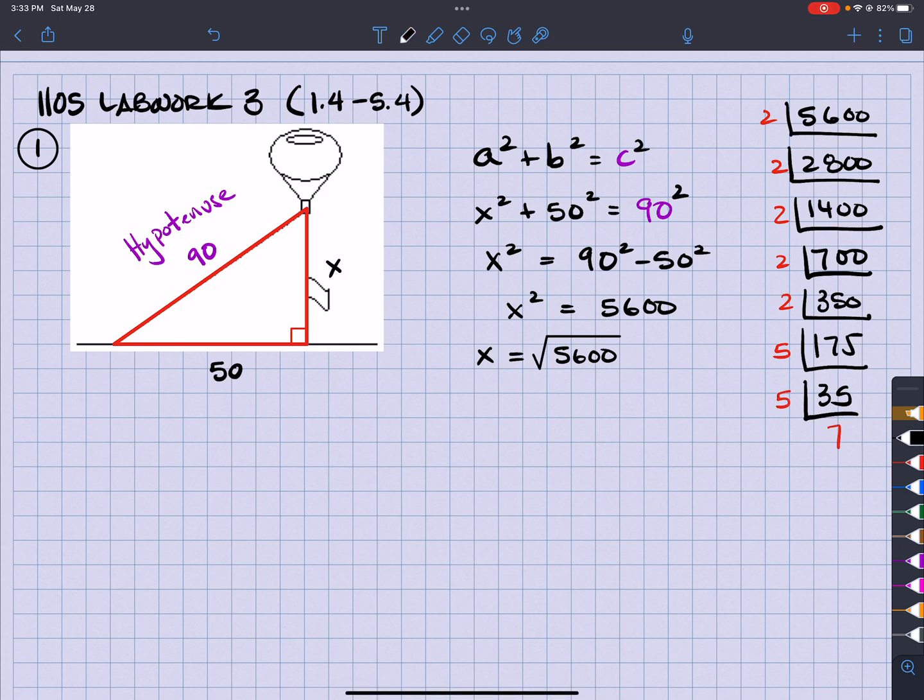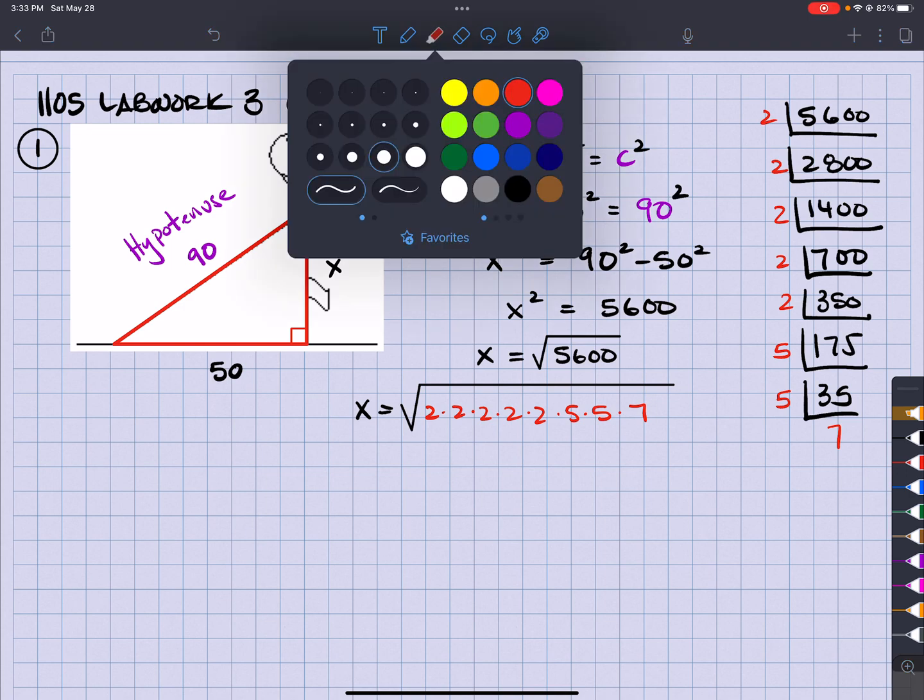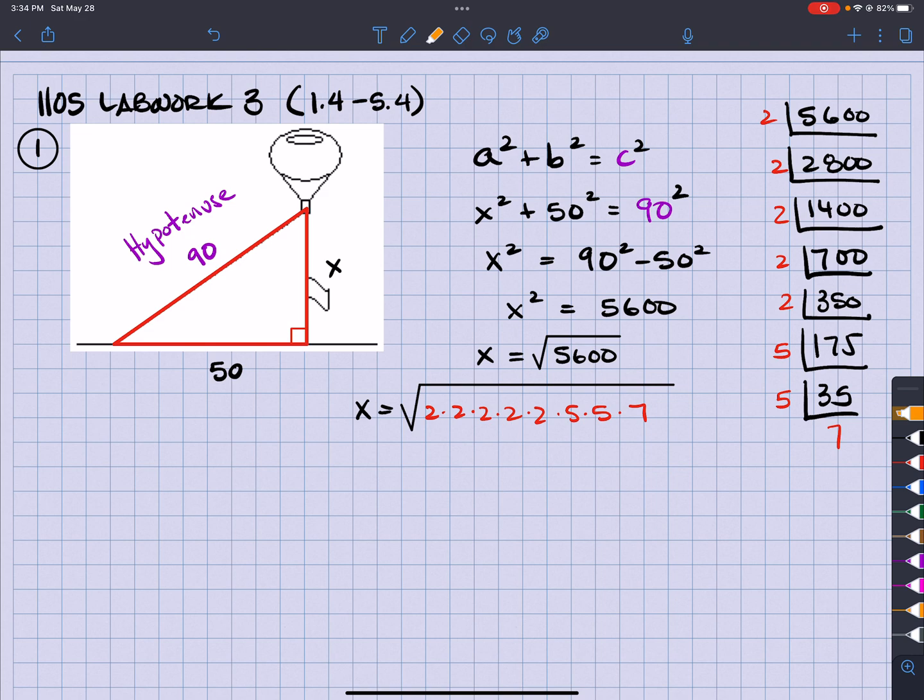So what I have now is that x is going to equal the square root of all of these. So I have what? 2 times 2 times 2 times 2 times 2, 5 times 5 times 7, okay? Now, the index of a square root is a 2, right? So that means we're going to look for pairs. So let's go ahead and look for pairs. So here we have a pair of 2s.